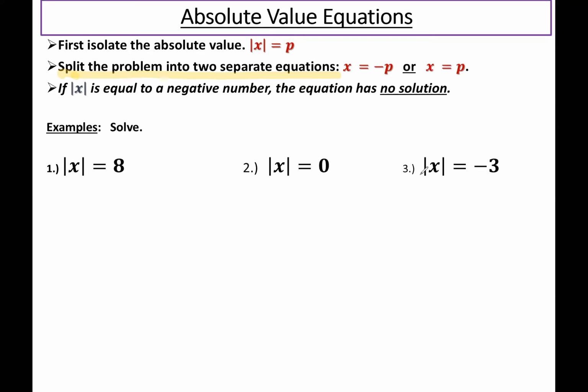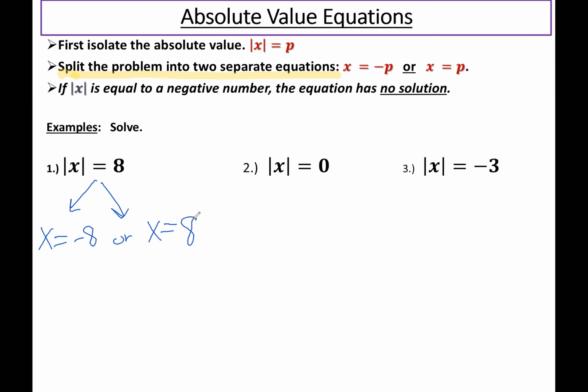Okay, number one, the absolute value of x is equal to 8. So what could x be? Now, x could be 8, right? The absolute value of 8 is 8. That makes sense. x could also be the opposite of 8, negative 8, because the absolute value of negative 8 is also 8. So here are my two possibilities. x could be negative 8, or x could be positive 8. Those are my two possible solutions.